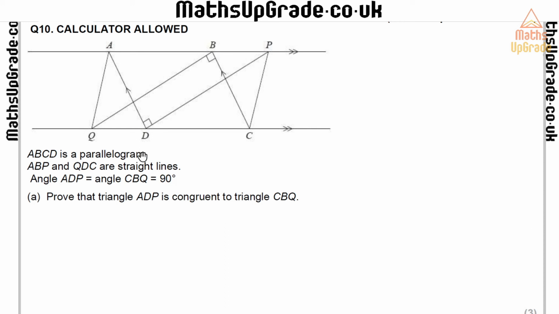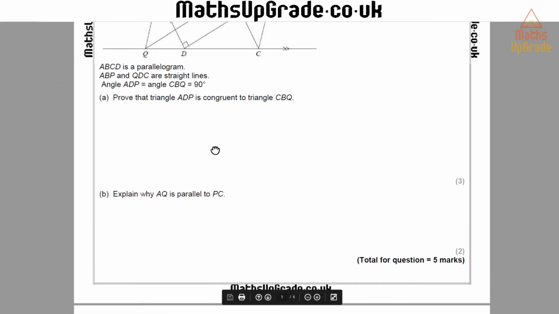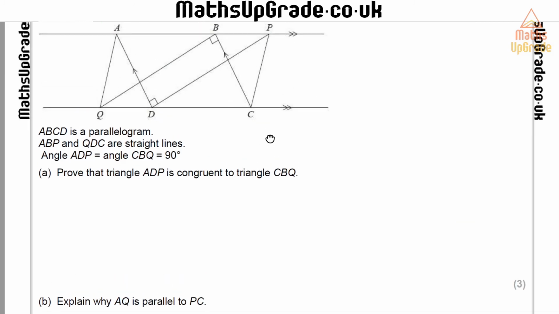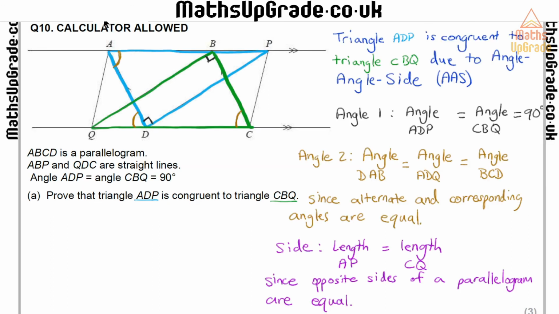Prove that triangle ADP is congruent to triangle CBQ. That's the first part, that's part A. And part B, explain why AQ is parallel to PC. So the whole question there is 5 marks. For the first 3 marks, we need to prove that the two triangles are congruent to one another. So for the congruency, I'm going to use the angle side rule. Angle side. Okay, so let's look at that.